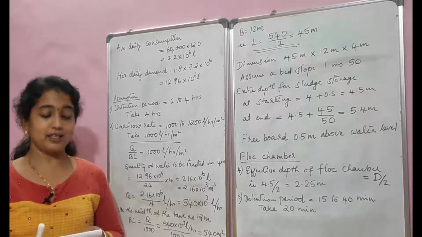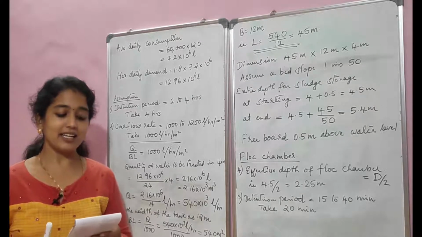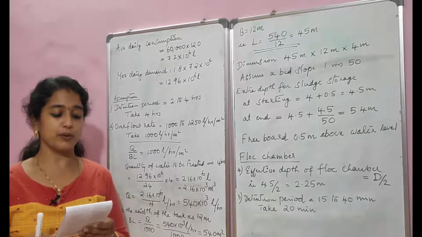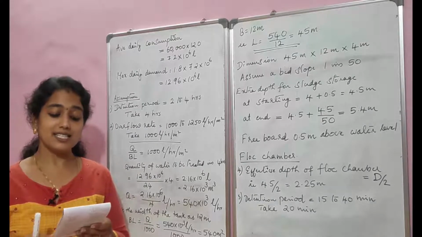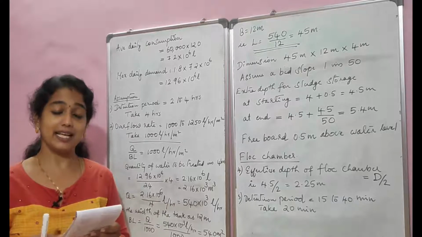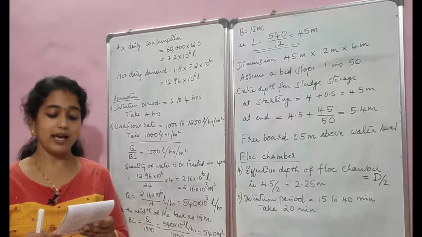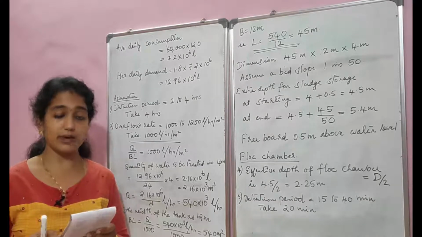In this session, I am going to discuss our third problem, which I had already given in the Part 5 session. The question is: design a coagulation cum sedimentation tank with a continuous flow for a population of 60,000 persons with a daily per capita water allowance of 120 liters, and make suitable assumptions where needed.